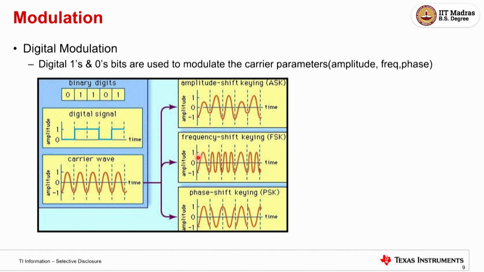Frequency is the same. Whenever there is a 0, I send one frequency. Whenever there is a 1, I send a higher frequency. You see, this is a higher frequency, this is a lower frequency, right? It's moving slowly. So this is one way of modulation.